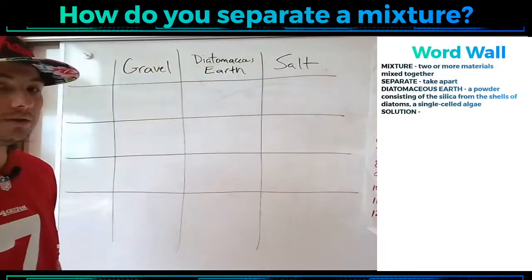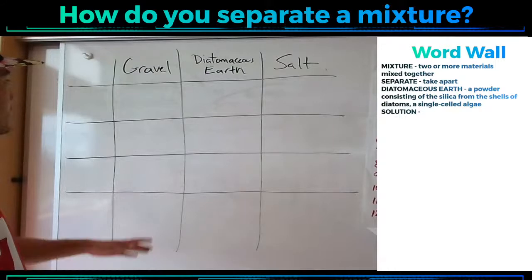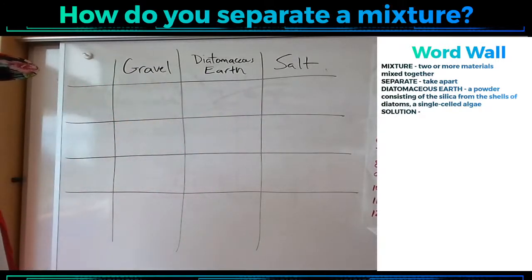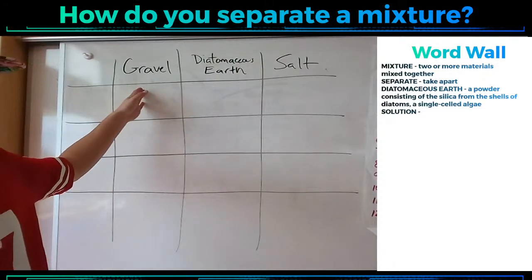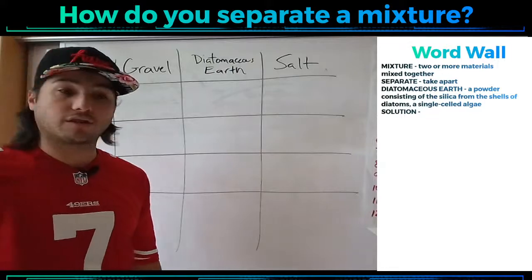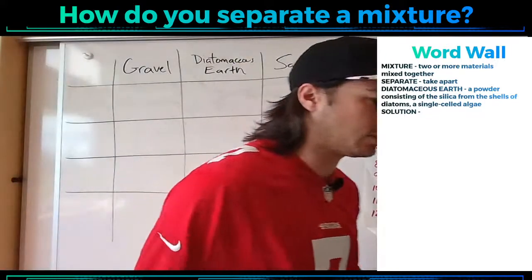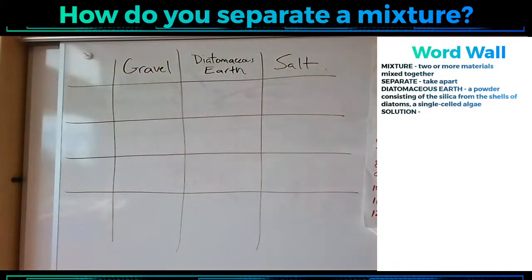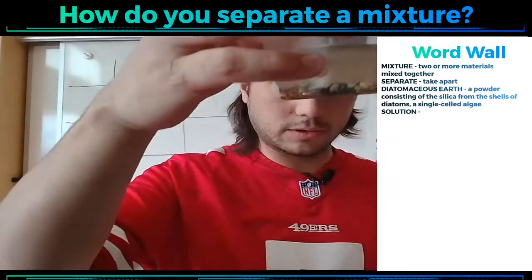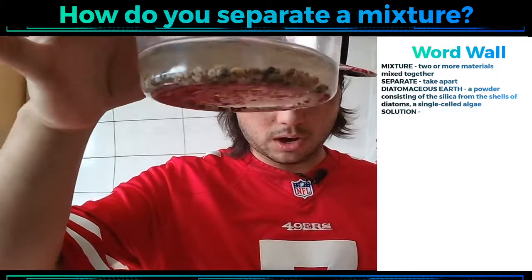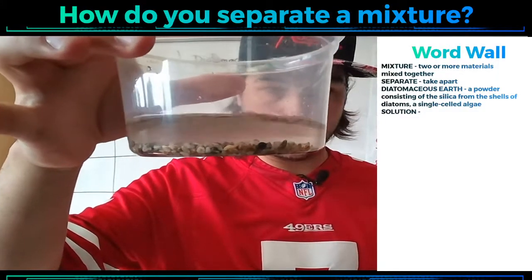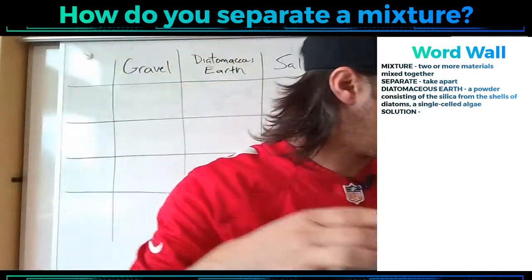So here's what our table is going to look like today. It's got 3 columns, well, 4 if you count the headers on the side. We've got gravel, we've got diatomaceous earth, and we've got salt. These are the 3 mixtures that we made yesterday. Here's our gravel. Here's what it looks like currently. Okay, still sort of gravel mixed with water. Very much separate because gravel is quite heavy and water, well, heavier than water, I should say.